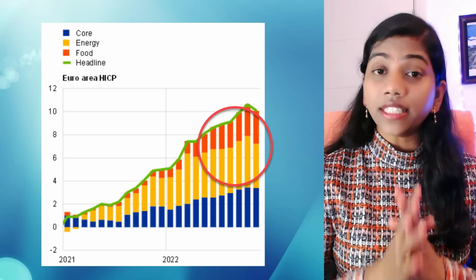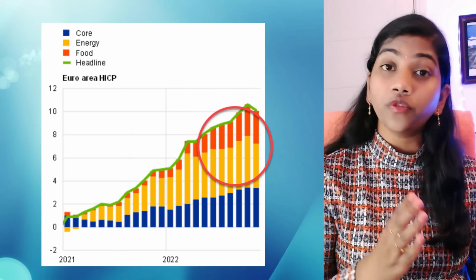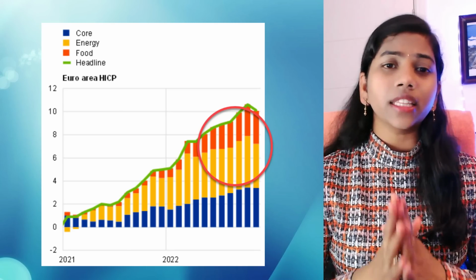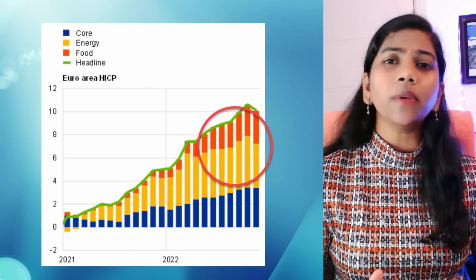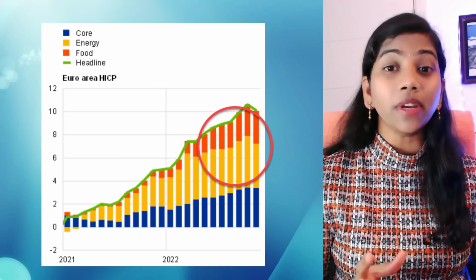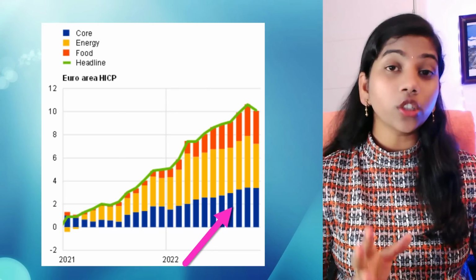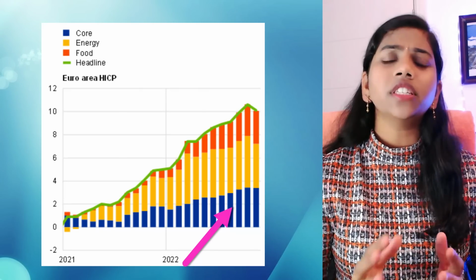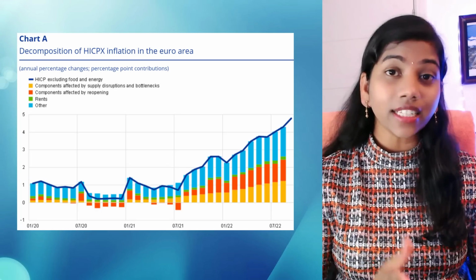From this, we can see that the biggest jumps in prices in Europe were because of food and energy. This suggests that the big price changes were mostly because of the Russia conflict and not because of government spending or pandemic related supply chain issues. But okay, the blue bars are also going slightly up as well, which is core inflation. So let's see another chart that dissects this core inflation.